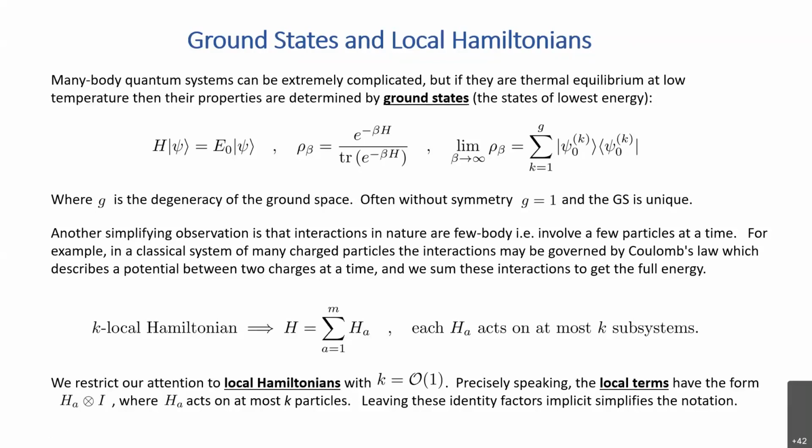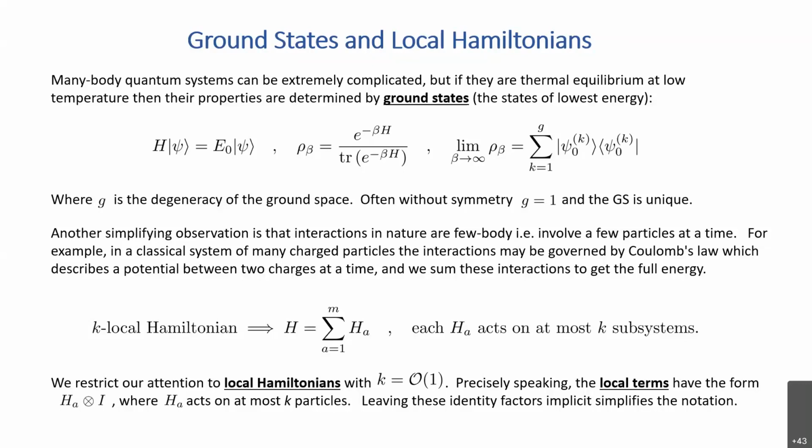Another simplifying observation: I just argued that we're going to focus on ground states when we're doing this many body physics. Another big simplification is that the interactions we most want to study tend to be few body. So the interactions themselves involve a few particles at a time. For example, you could think of a classical system of many charged particles. If you're in the regime where you can use electrostatics, then the interactions may be governed by Coulomb's law. Coulomb's law describes a potential between two charges at a time, even though you have n of them in total. To get the total energy, you would sum over all of those interactions.